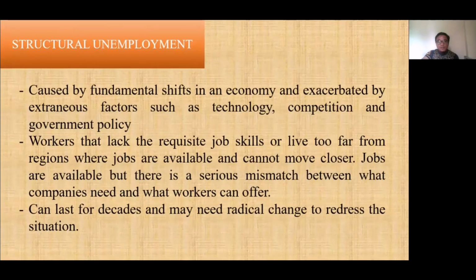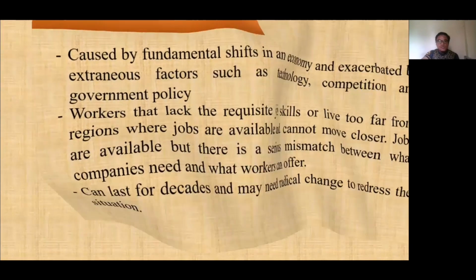So next is structural unemployment. It is caused by fundamental shifts in an economy and exacerbated by external factors such as technology, competition, and government policy. Workers that lack the requisite job skills or live too far from regions where jobs are available and cannot move closer. Jobs are available, but there is a serious mismatch between what companies need and what workers can offer. It is like workers have this kind of skill, but the companies want another skill, so it is a mismatch between the workers and the companies. And this unemployment can last for decades and may need radical change to redress the situation.